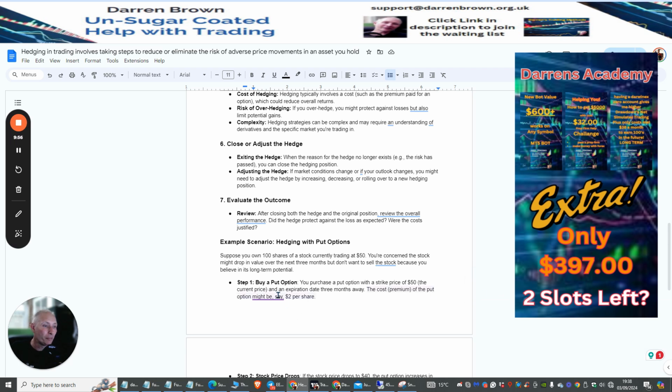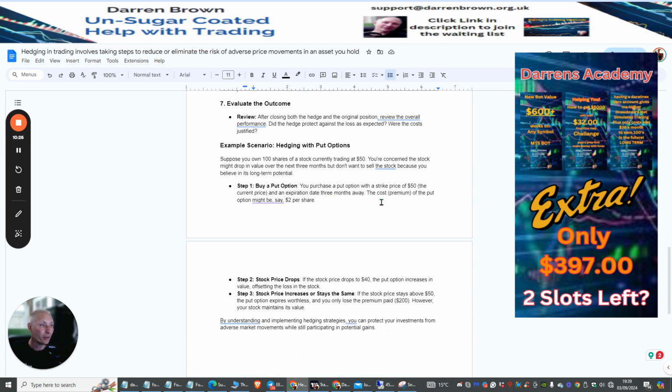So step one is to buy a put option. You'll purchase a put option with a strike price of $50, the current price, and an expiration date 3 months away. The cost is the premium of the put option, might be, say, £2 per share. So what you're doing basically is putting in a put option at a longer time expiry, you'll get more of a discount. Okay, so that's how that would work, right?